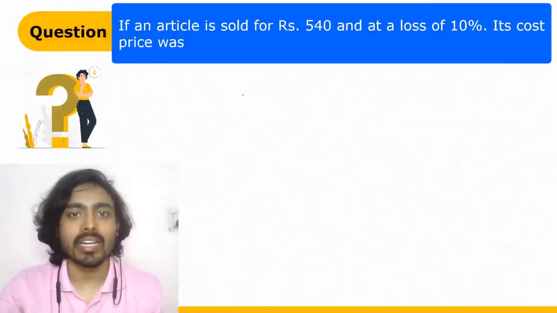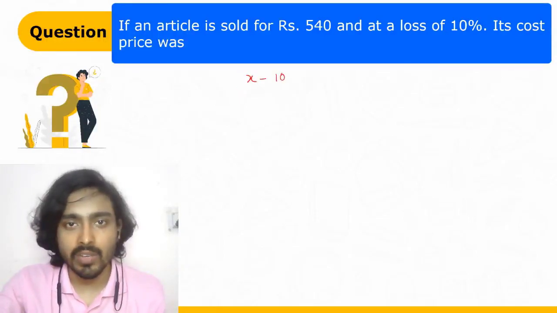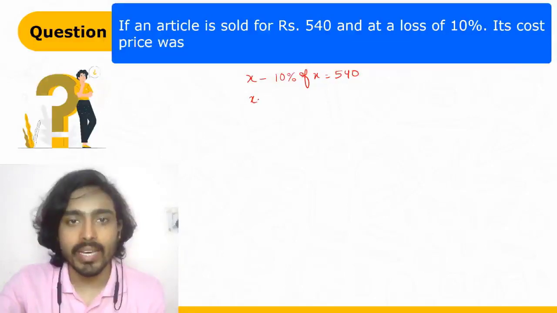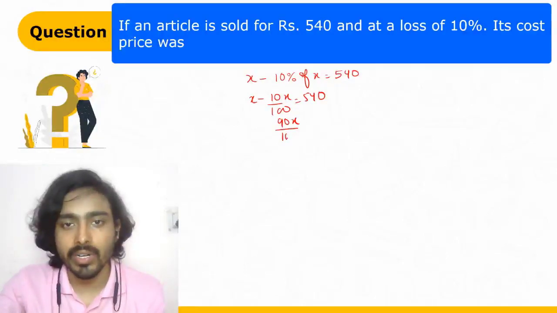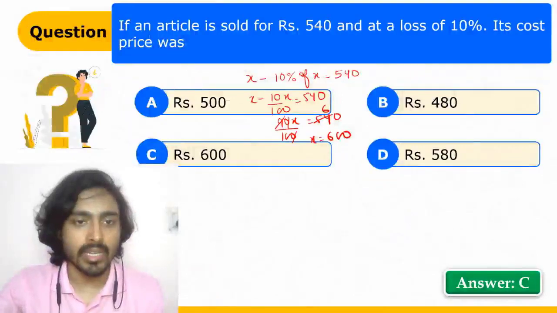So, for this question, if an article is sold for rupees 540 at a loss of 10%, so x minus 10% of x must be equal to 540. Okay, so we have to find out x minus 10x by 100. This must be equal to 540. When we will solve this, we'll get 90x upon 100 is equal to 540. So we can directly find it out. So x is equal to 600. Let's look at the options. Yes, C is the right answer.